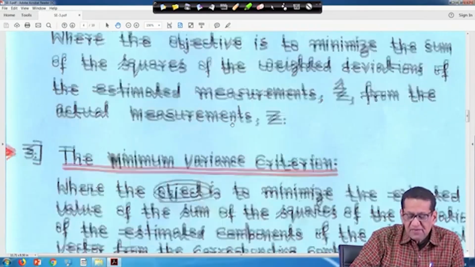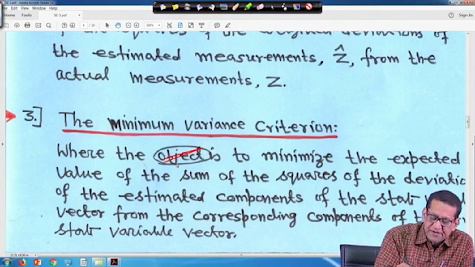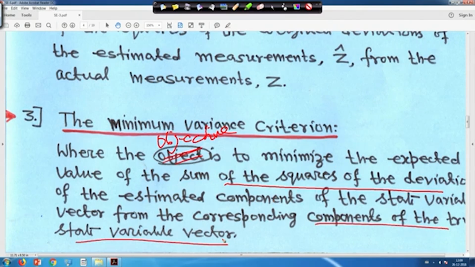Third one is the minimum variance criterion. In this case, the objective is to minimize the expected value of the sum of the squares of the deviations of the estimated components of the state variable vector from the corresponding components of the true state variable vector. It is a little bit cut off, but this is actually the true value.